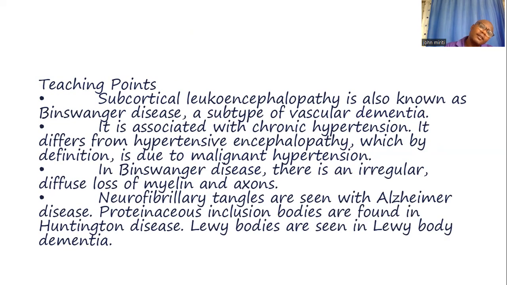Now, let's see the reason for this answer. Subcortical leukoencephalopathy is also known as Binswanger disease, a subtype of vascular dementia. It is associated with chronic hypertension. It is different from hypertensive encephalopathy, which by definition is due to malignant hypertension. In Binswanger disease, there is an irregular diffuse loss of myelin and axons. Neurofibrillary tangles are seen with Alzheimer's disease. Proteinaceous inclusion bodies are found in Huntington disease. Lewy bodies are seen in Lewy body dementia. So that is the discussion about that condition.